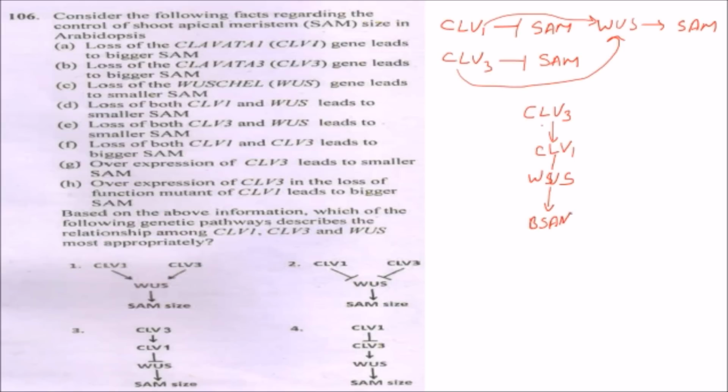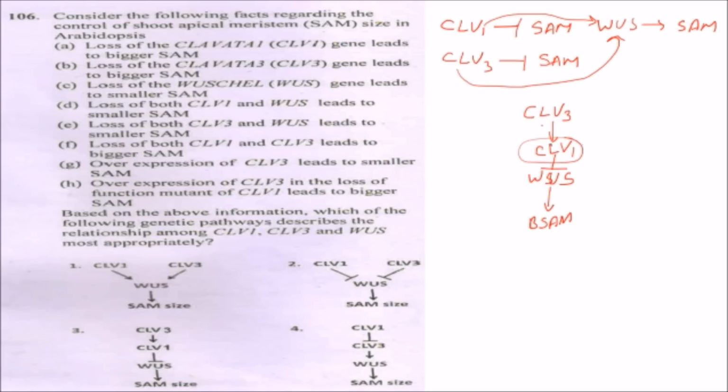But if it is produced in a lesser amount, when CLV3 is in the optimum amount, then CLV1 will be expressed and it will halt the process of WS and lead to a smaller size of the SAM. So if it is overproducing, it is controlling CLV1, because of which the production has been stopped.